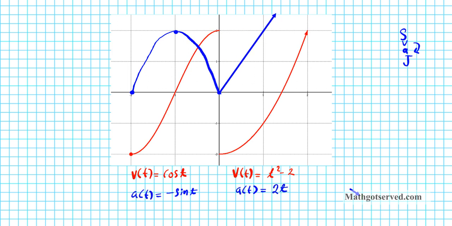Alright? So the function we have just drawn is your acceleration curve, given this red velocity curve right here. The graph in blue is a of t, and the graph in red is your velocity function v of t. Alright, so there you have it.